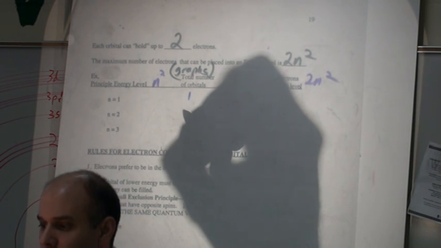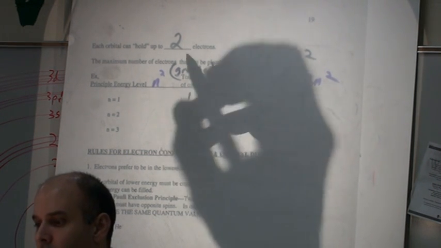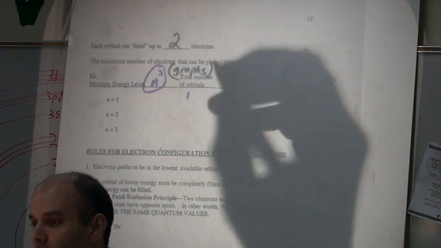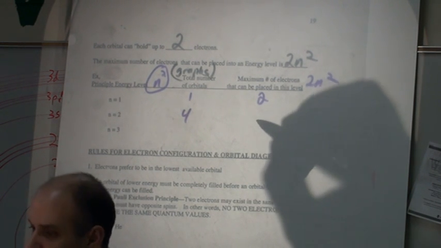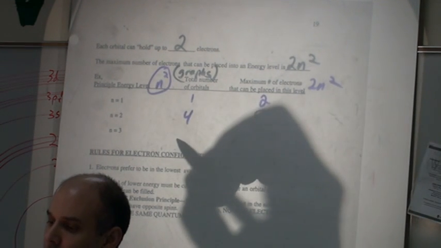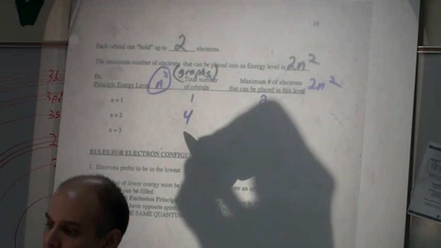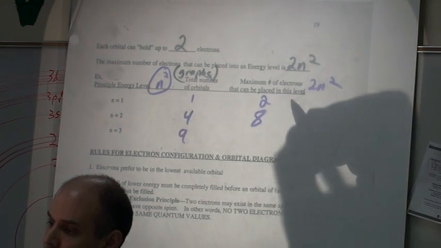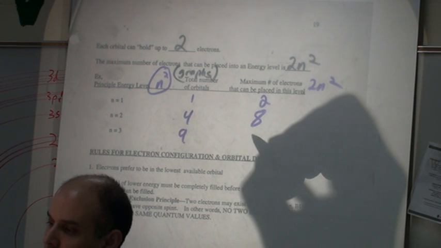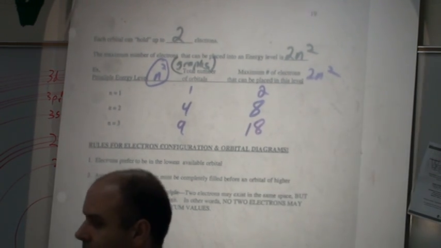How about for the second energy level, or atom? How many orbitals could I put in there? 2. Oh, 4. And how many electrons could be placed in there, Emmy? And the third energy level, how many electrons could go in, or how many orbitals could go in there, Ava? 9. 9, and this would be, what, 18, right?